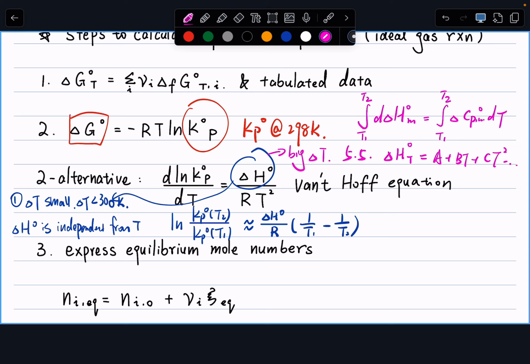I'm just highlighting here that when the delta T is big, you'll need extra information. Either we give you information with respect to the isobaric heat capacity, or we give you additional information regarding how delta H changes with respect to temperature.